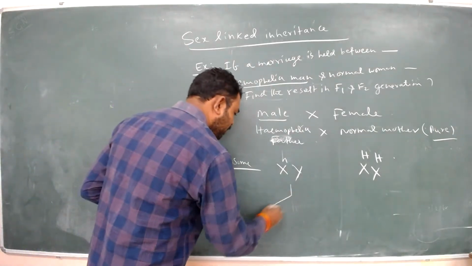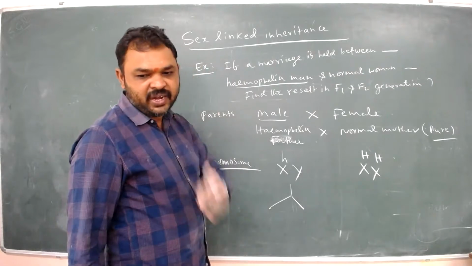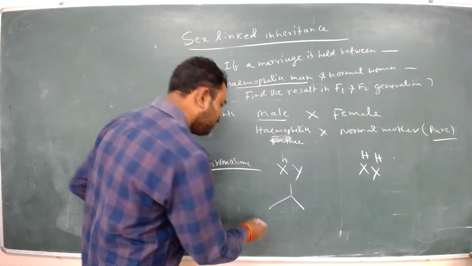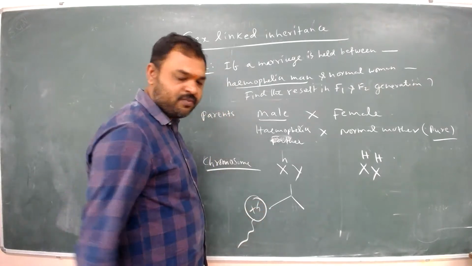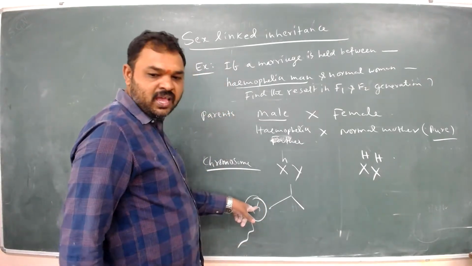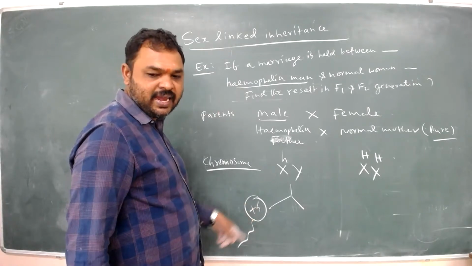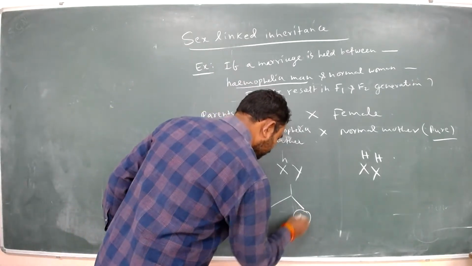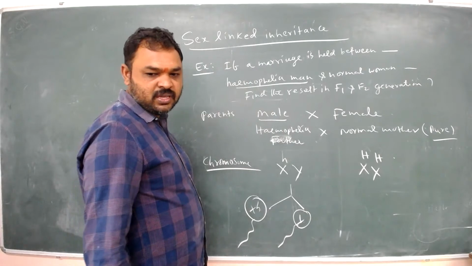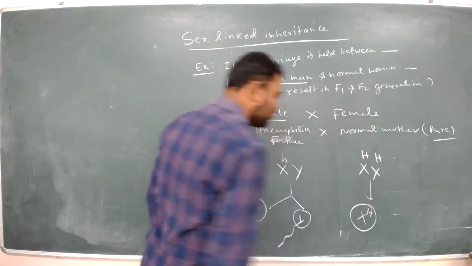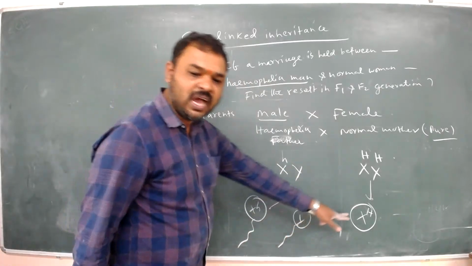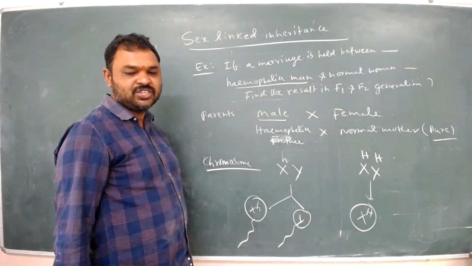Now, what is the probability to get sperms? Two kinds of sperms. 50% have the XH chromosome, the X chromosome bearing the H allele, the hemophilia allele. The other sperms have the normal Y chromosome. The mother's ova have the normal X chromosome, with no hemophilia gene.